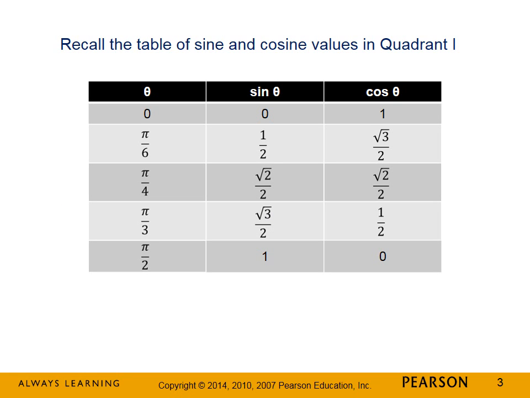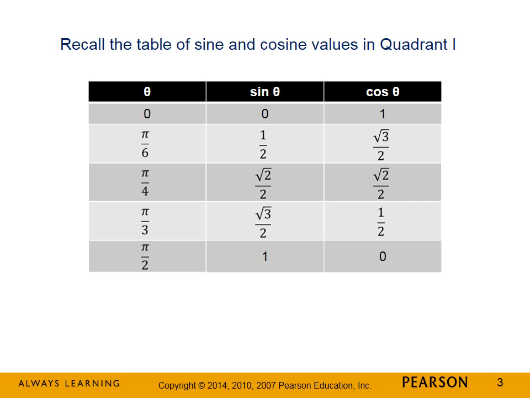So what you're looking at here is the table of sine and cosine values for quadrant 1. It's really important to know this table. From this table you can evaluate any trig function in any quadrant by using reference angles and also by using the quotient identities for tangent and cotangent and the reciprocal identities for secant and cosecant.